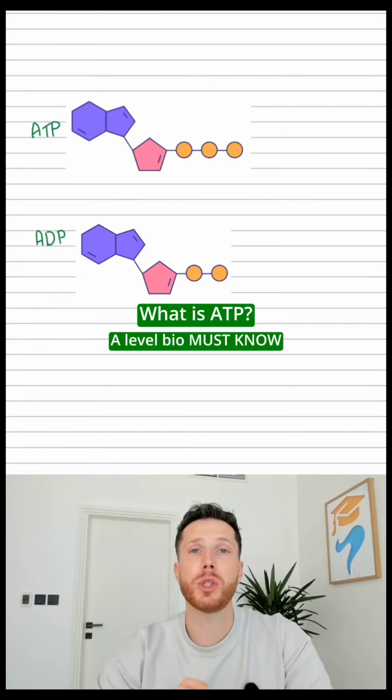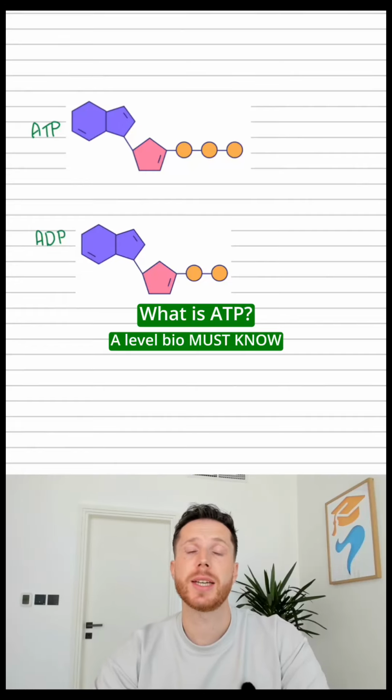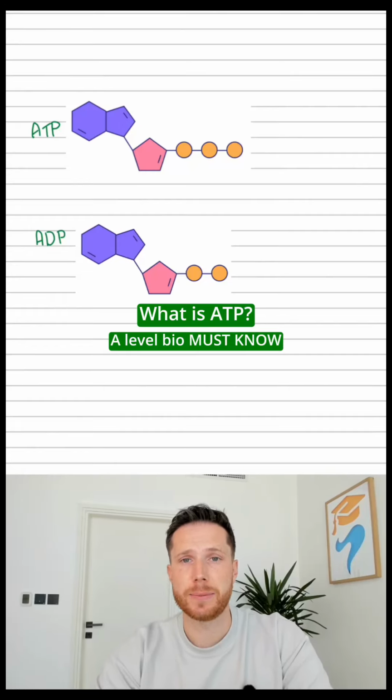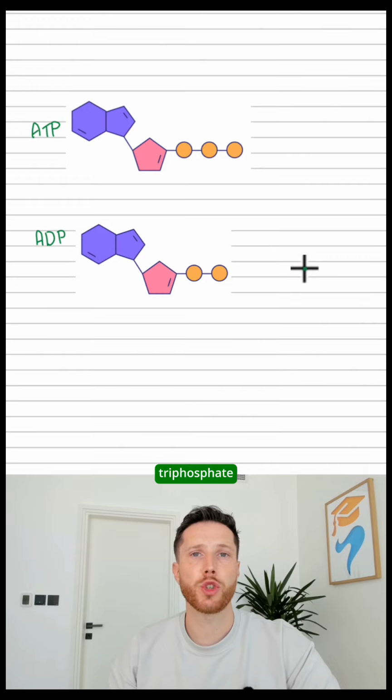This is another one of your must-know topics for A-level biology. This is your guide to ATP. So ATP stands for adenosine triphosphate, and it's often referred to as the energy currency of the cell. This is because it acts as the energy source for almost every biological process, from muscle contractions to active transport. So we'll start off by looking at what ATP is actually made of.